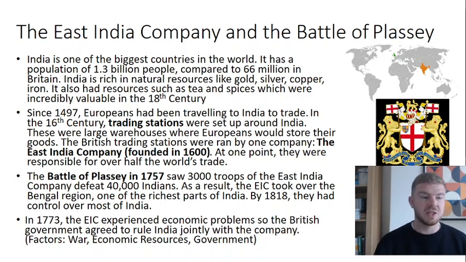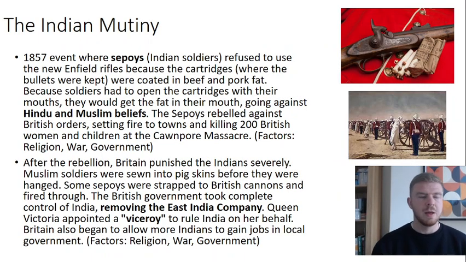They take over this very lucrative region of India called the Bengal region, and then over the next sort of 60 years, by 1818, they had control over most of India. And in 1773, within that time, the EIC does a deal with the British government. They have economic problems of their own, so the British government agrees to rule India jointly with the company. So it's a shared venture, a shared exercise between the East India Company and the British government.